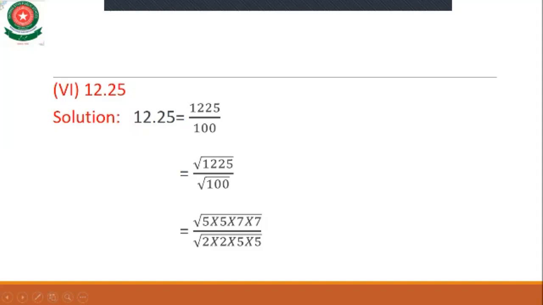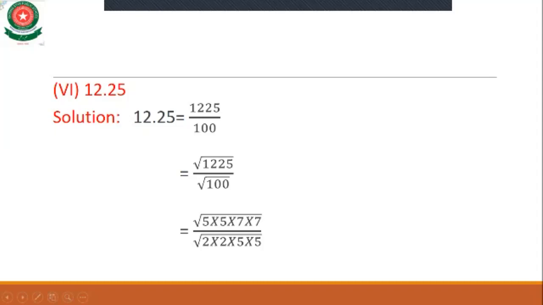Next step is taking the square root on the numerator as well as on the denominator. Under root 1225, and for the denominator we also take the under root of 100. Next step is making the prime factors using the LCM.